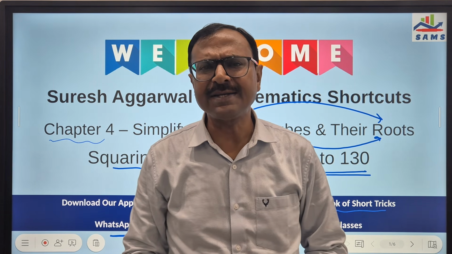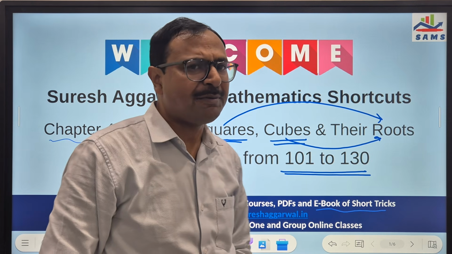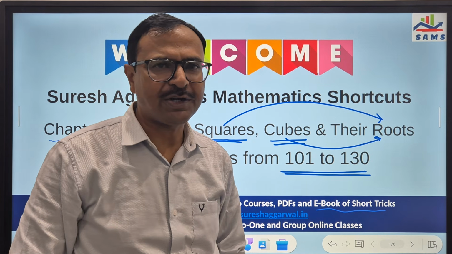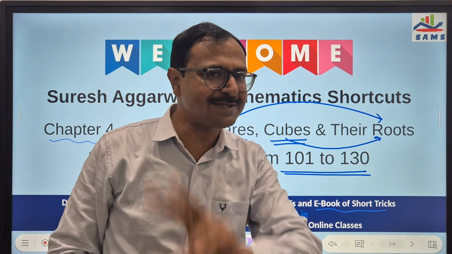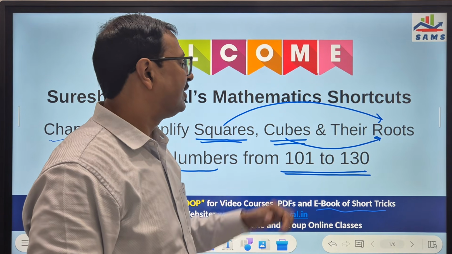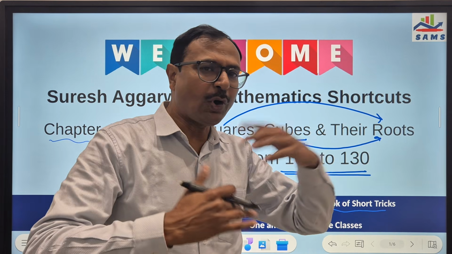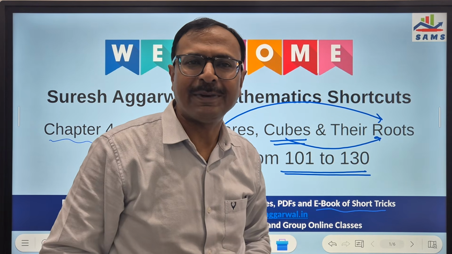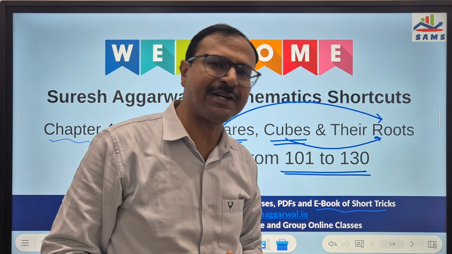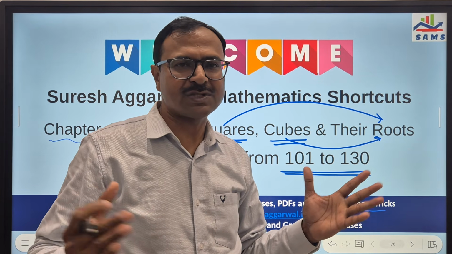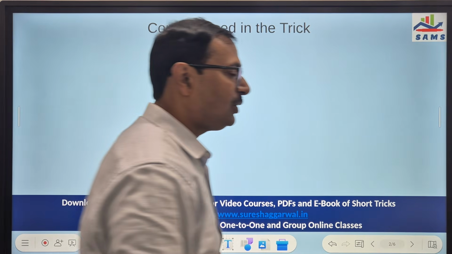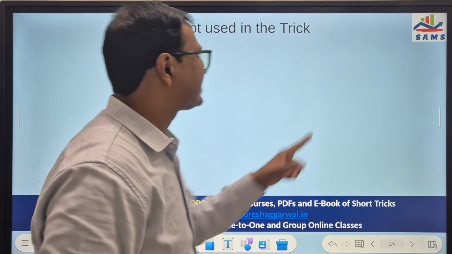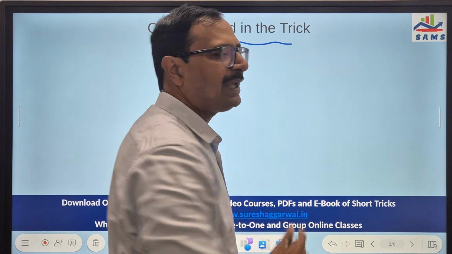So friends, let's understand the concept, the method through which you can get the square of numbers from 101 to 130. There is a reason why I am picking only up to 130, because beyond 130 I already told you 2 or 3 methods, the vertically and crosswise, the identity method, that work for numbers beyond 130. But up to 130 you can be smarter. So let's see the concept used in the trick.